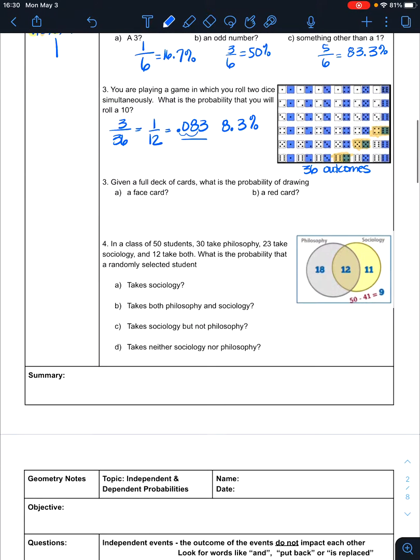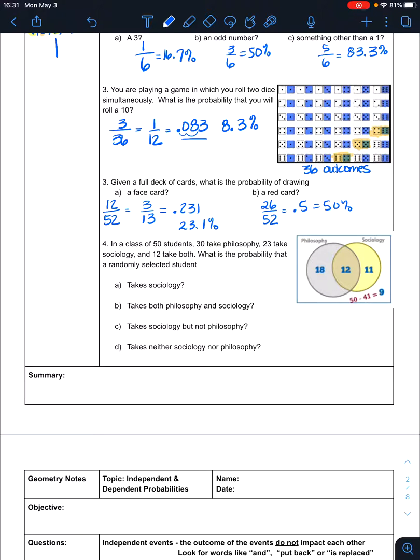Okay, given a full deck of cards, what's the probability of drawing a face card? Well, if you need to look back at the front, there are 12 face cards. 12 face cards make me happy out of the 52 cards that there are. If I reduce that, then that gives me 3 out of 13. So if you convert that to decimal, it's 0.231 or 23.1%. What is the probability of getting a red card? Well, there are 26 red cards out of the 52 cards, so I have a 0.5 or 50% chance of drawing a red card.